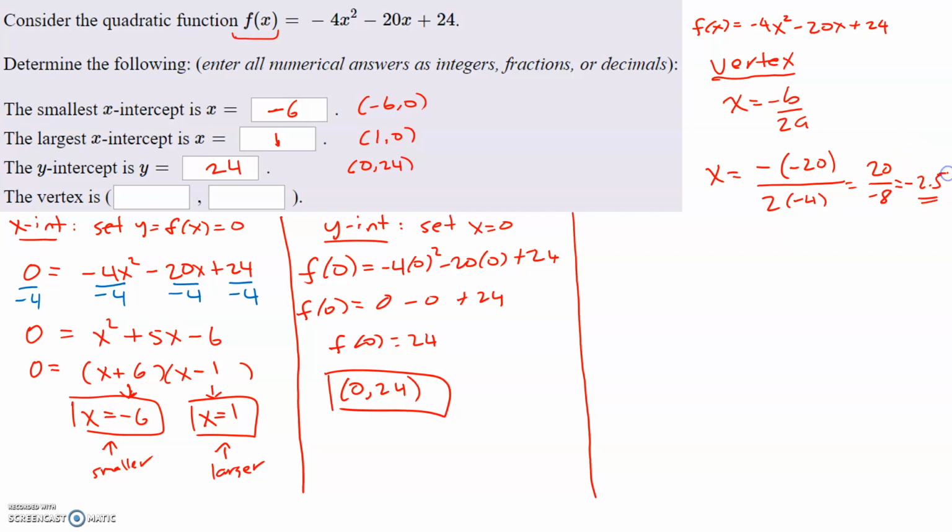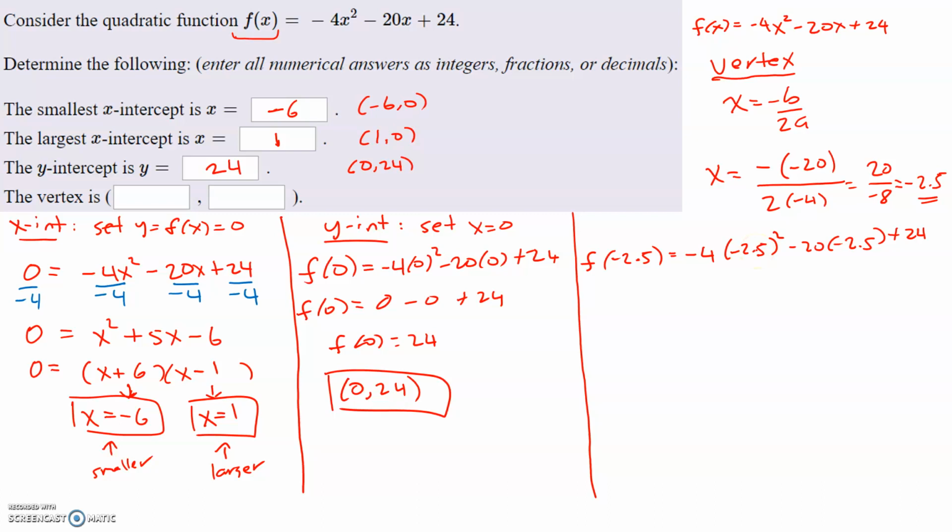Okay, now we have to figure out what is f of negative 2.5. So if this is your input, what is the output? Let's go ahead and replace the input with negative 2.5. Over here, we have negative 4 times negative 2.5 squared, minus 20 times negative 2.5, plus 24. You can either do this using the order of operations, or if you have a scientific calculator, you can input this all at once. What I'm going to do is work this out piece by piece.